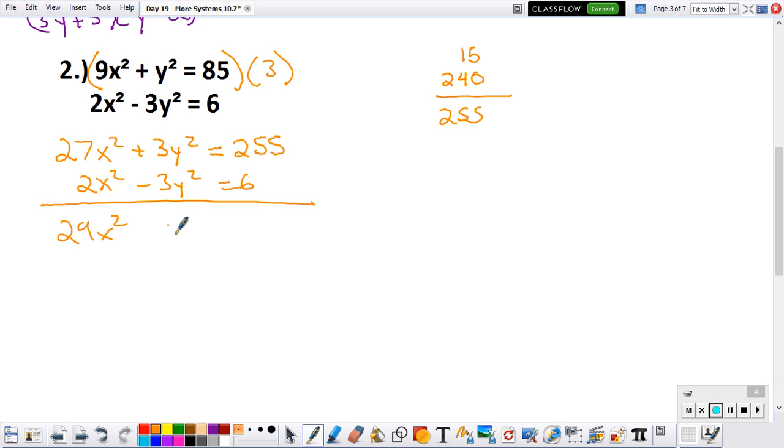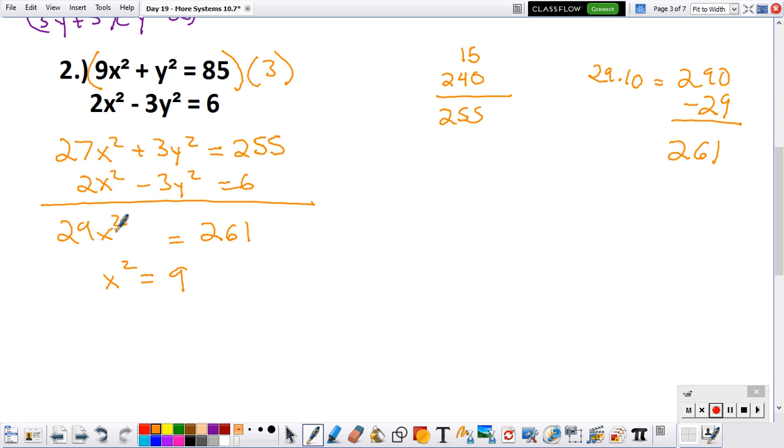29x squared equals 261. And I know what you're thinking. Oh my gosh, that is a really big number. But you have a couple choices here. You can use repeated addition, or you could use your good smarts. I'm going to use my good smarts. I've got a 29 here. If I had 29 times 10, that would be 290. I don't have 290 here. I have 261. It's kind of close to 10. If I subtract the 29, that would give me 261. Ta-da! So it's x squared equals 9.